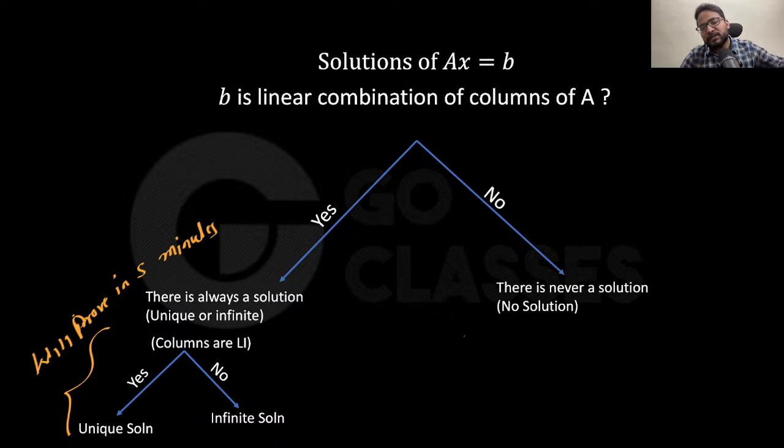Then I will again ask whether the columns are linearly dependent or independent. If the columns are linearly independent, then I will say the solution is unique. Otherwise, I will say there are infinite solutions. Isn't it a very good way?